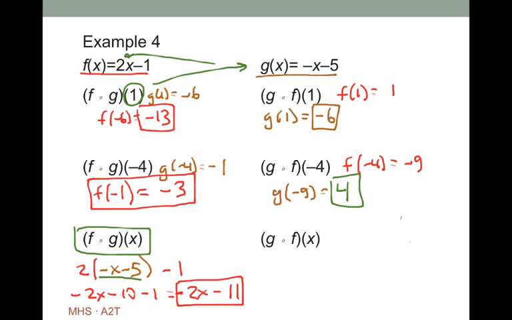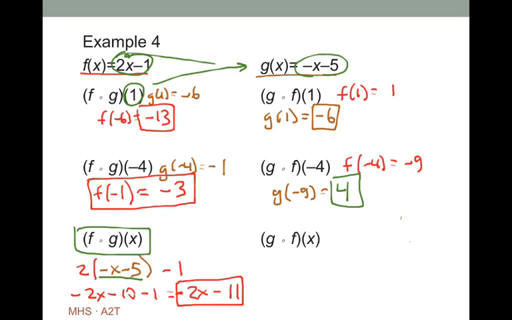I take my minus x minus 5, which I got from my g of x function up here, and I plug it into my f function over here where I see an x. So I get 2 times minus x minus 5 minus 1. So the composition of those two functions, f of g of x, is minus 2x minus 1.